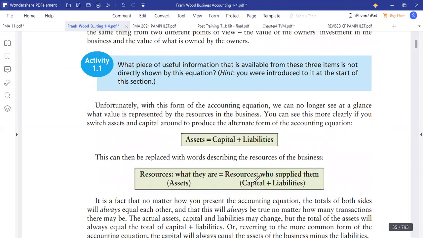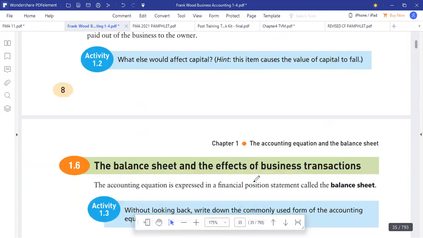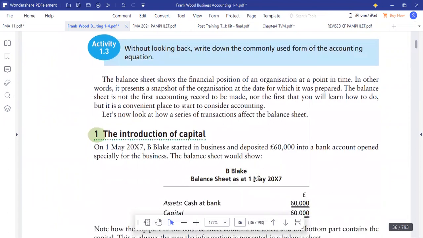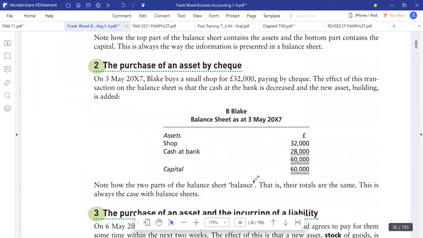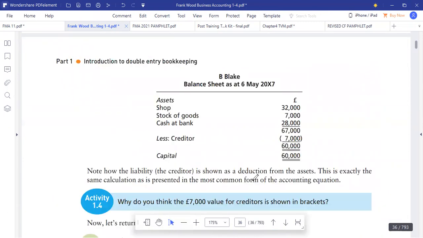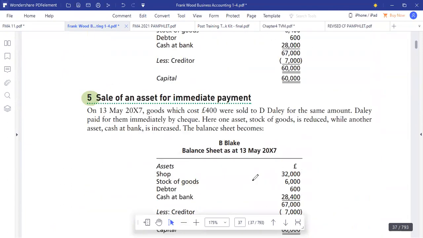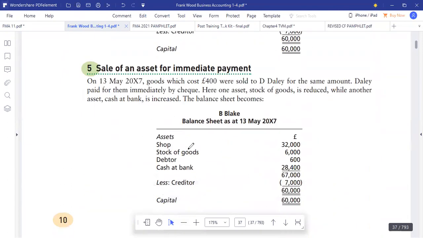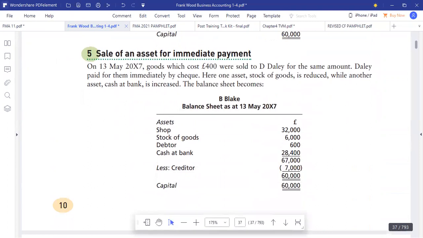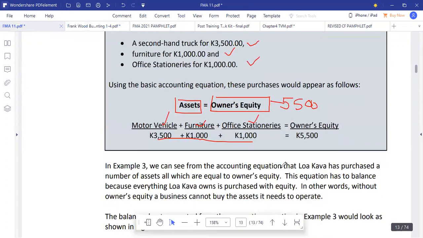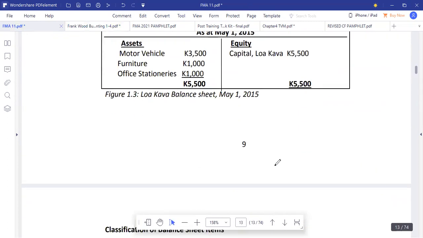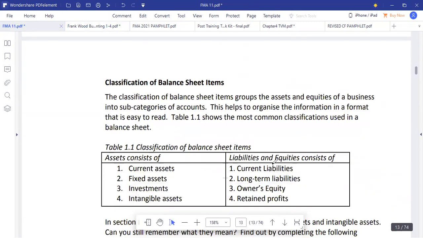I've explained the accounting equation and why it's important to have this information explained in form of a balance sheet. So at this point, I'll ask for questions before I proceed. Are we together? Yes.